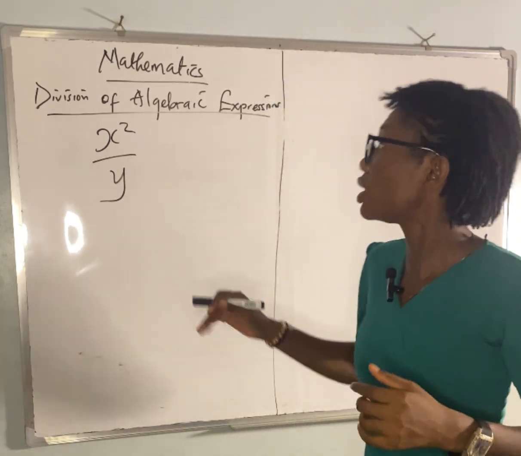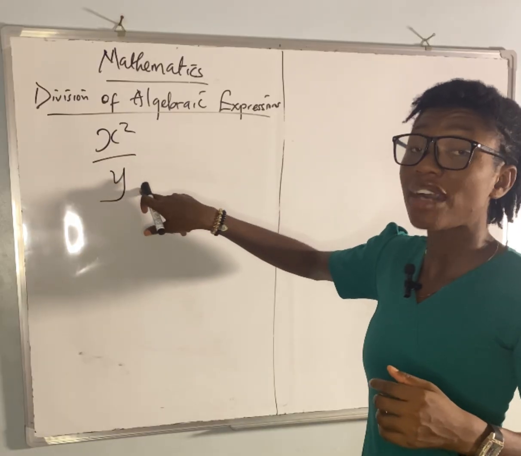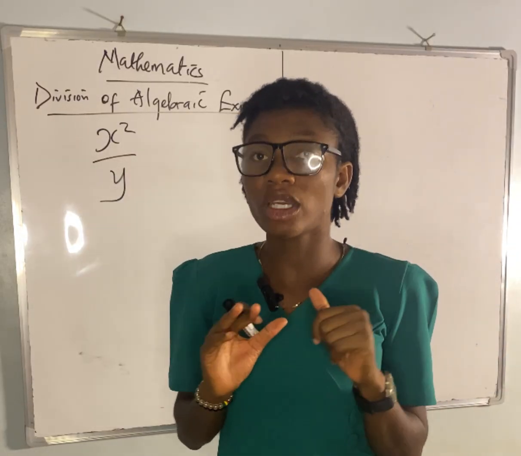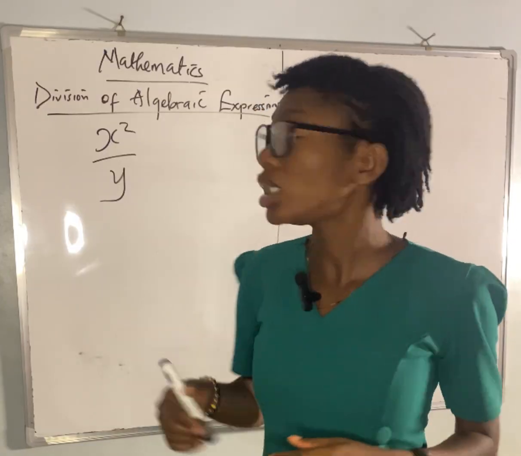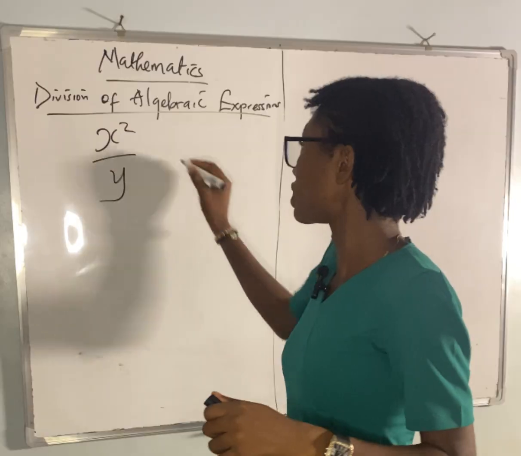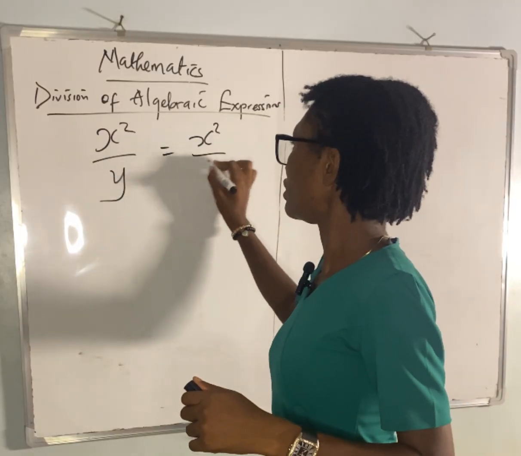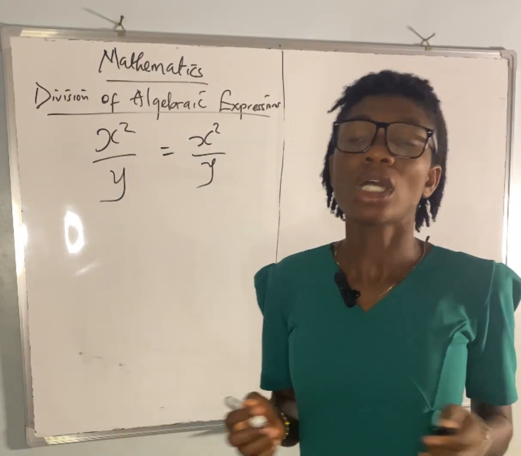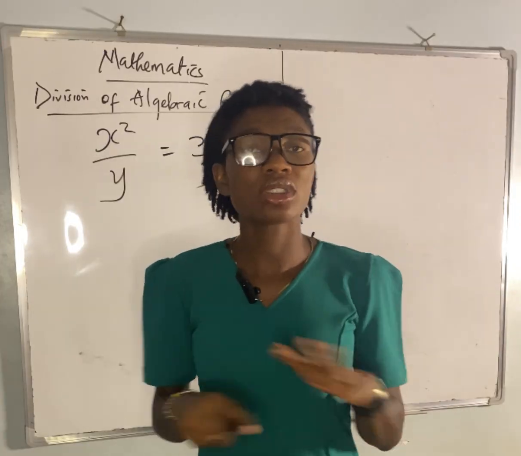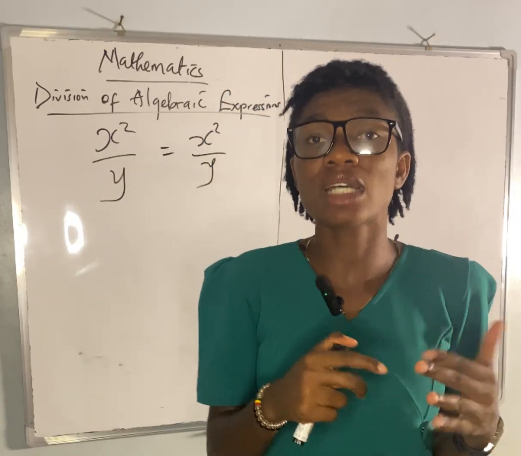Now, this is it. So we have x squared and then we have y. The variables here are unlike because they are different variables, not minding the power. It means we cannot divide it. So our answer will still be the same, x squared divided by y. That will still be our answer. So for emphasis, like I said, we cannot divide unlike terms. We only divide like terms.